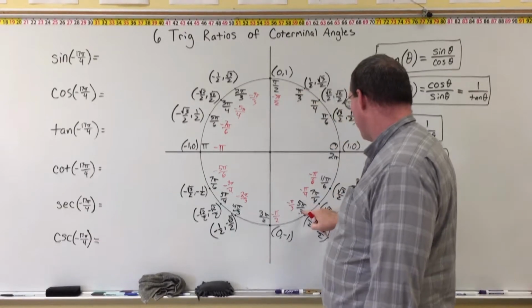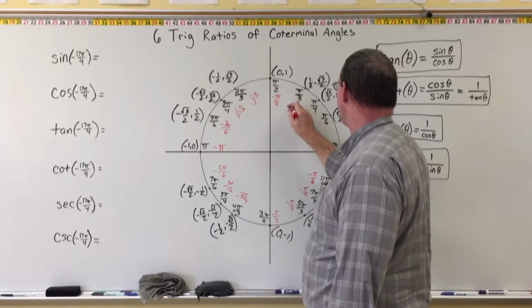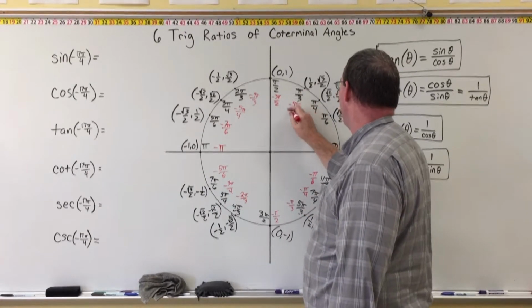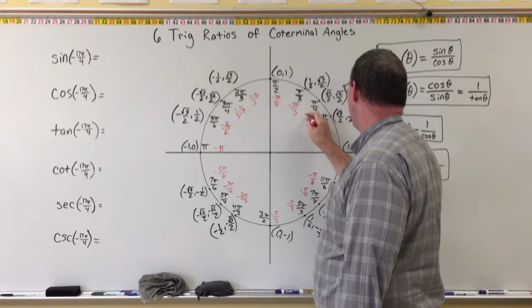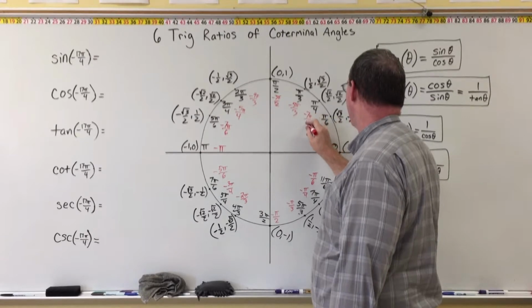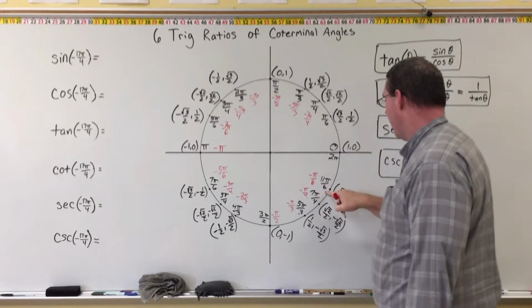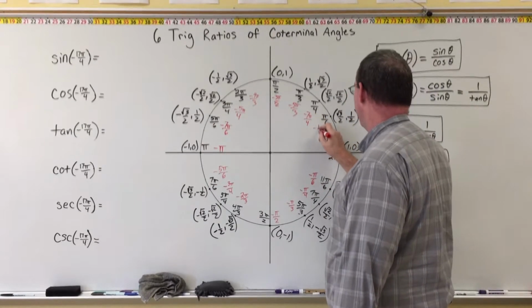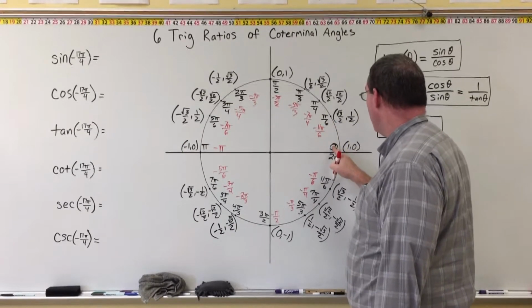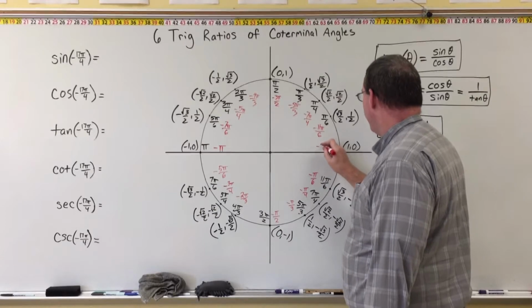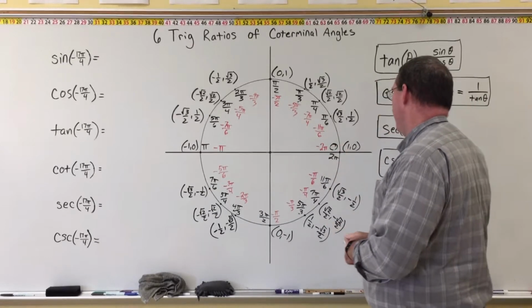This one becomes the 5 pi over 3, only negative, so this is negative 5 pi over 3. This one becomes the 7 pi over 4, only negative 7 pi over 4. And this one becomes 11 pi over 6, only negative 11 pi over 6. And then this 0 becomes negative 2 pi. Okay?